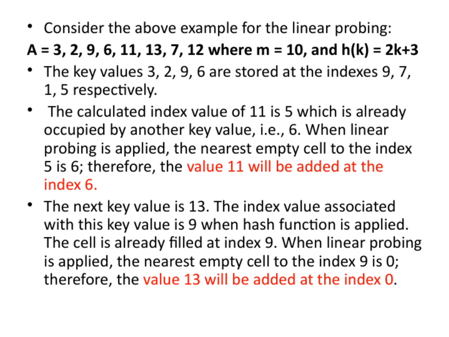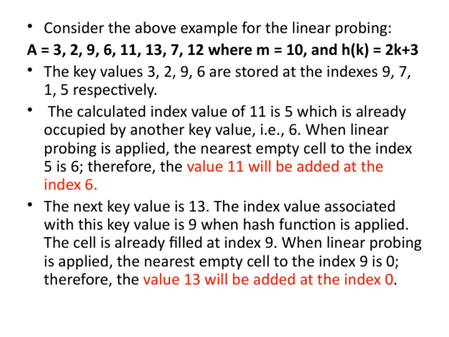Let's consider this example for linear probing. We have the sequence A equals 3, 2, 9, 6, 11, 13, 7, 12, with m equal to 10, and our hash function h(k) equals 2k plus 3. Now, when we insert these keys, the first 4, 3, 2, 9, and 6, are stored at positions 9, 7, 1, and 5 respectively, based on the hash function.